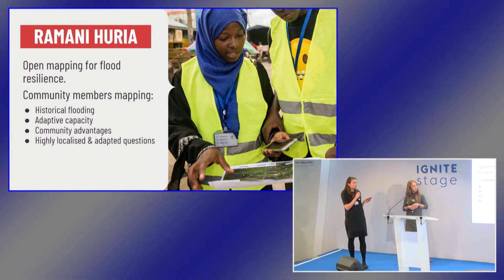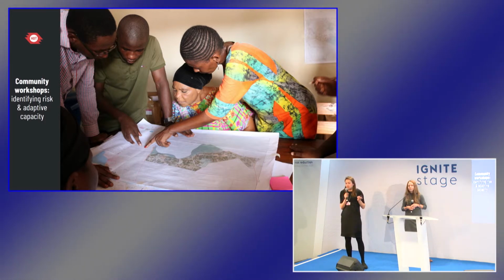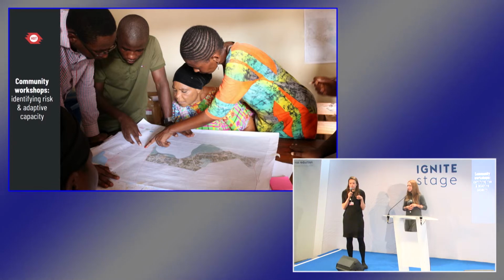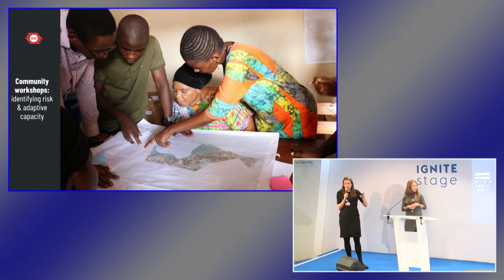And then also understanding adaptive capacity and community advantages, much of which can be done through community mapping workshops, where you have a group of different stakeholders who all draw onto a map and identify that collaboratively.